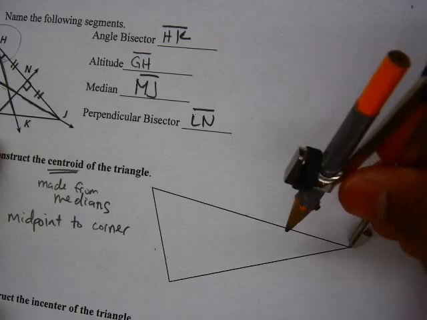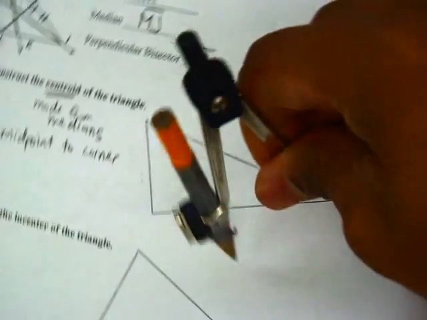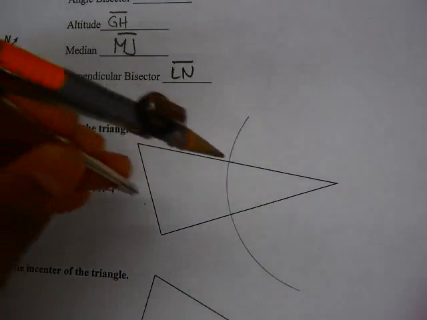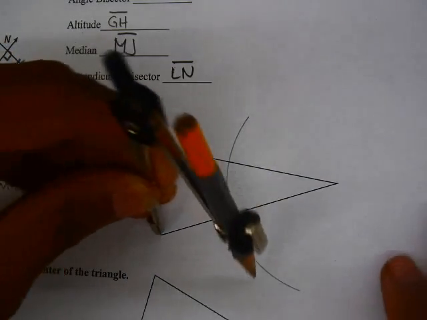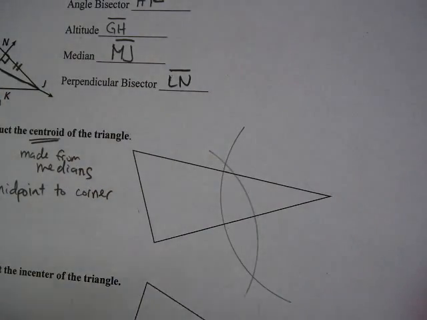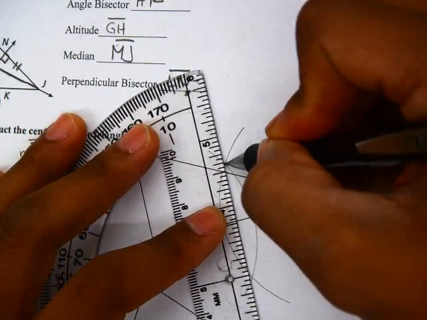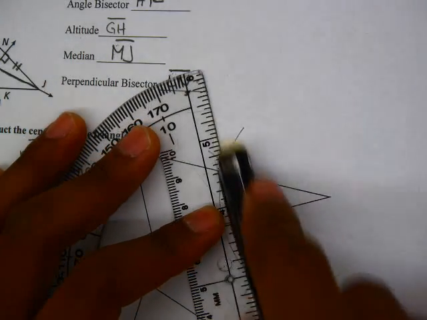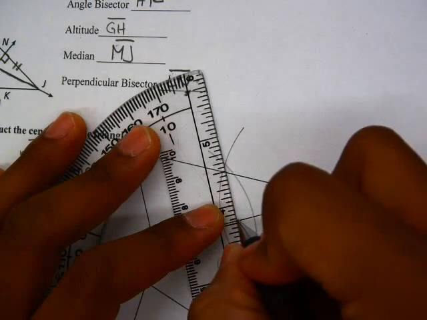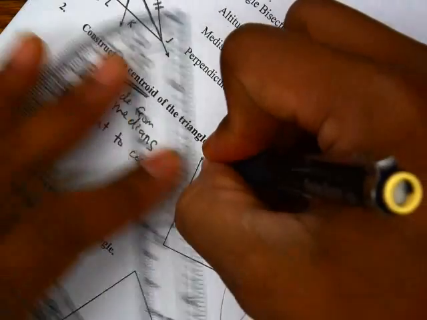So I'll start here. I'll put the compass down at that endpoint. I'll open up my compass more than halfway and do a half circle. I'll flip it around, go to the other vertex, and do that. Normally I would connect these 2 spots, but that would create a perpendicular bisector, and I need a median. So I use that to get my midpoint. There's a midpoint, and I connected that to the corner.